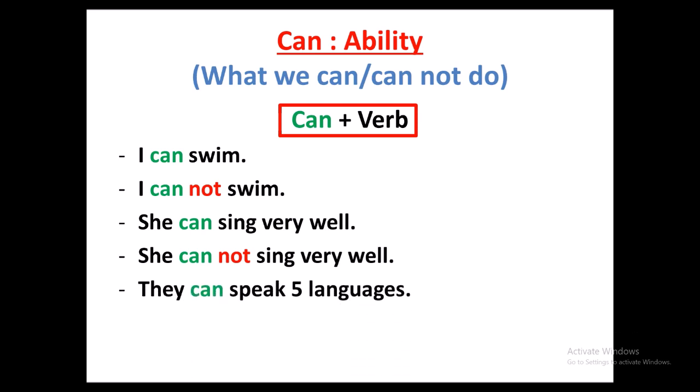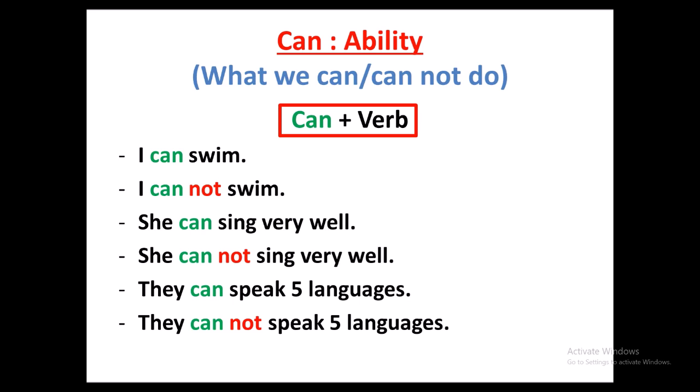Another one, they can speak 5 languages, so they can speak Khmer, English, or whatever languages. They have ability to speak 5 languages. They cannot speak 5 languages, so they do not have ability to speak 5 languages. I want you to notice that we use can in both positive and negative. You see the word not in red, it means that it is negative. You change from positive to negative, like I can swim, you change to I cannot swim.